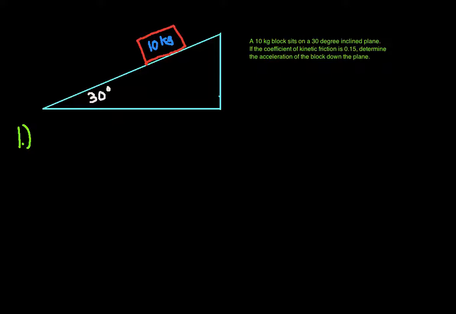So the problem reads, a 10 kilogram block sits on a 30 degree inclined plane. Coefficient of kinetic friction is 0.15. Determine the acceleration of the block down the plane.